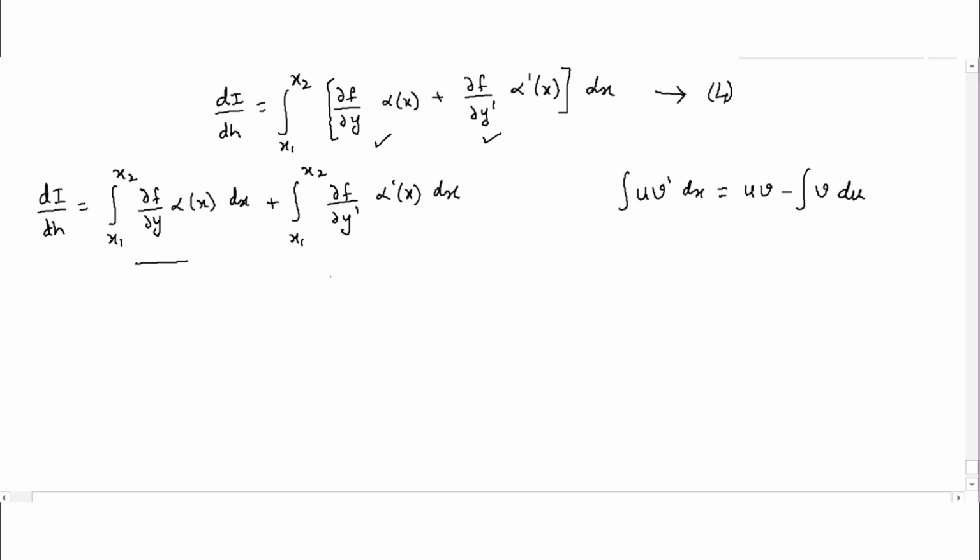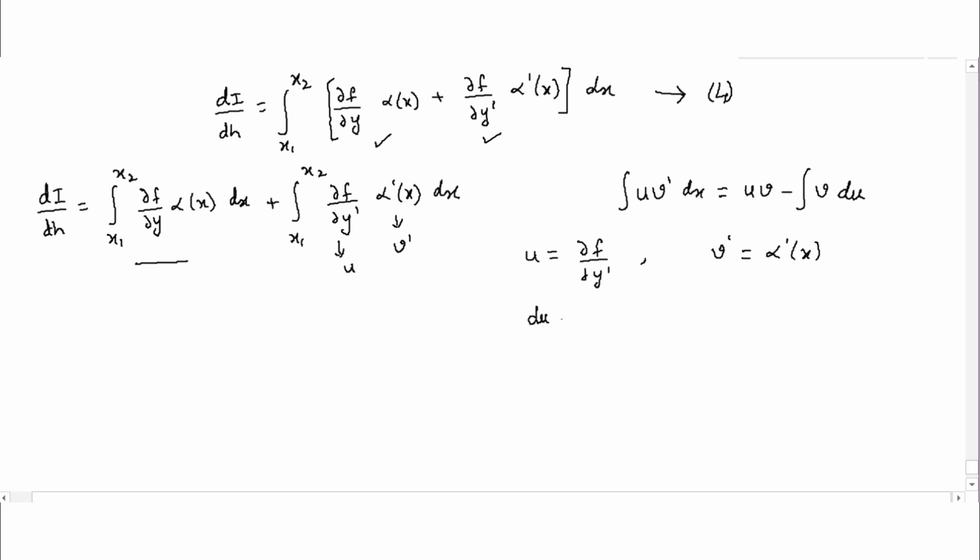So now if I try to rewrite this expression, I'll be taking the first expression as u value, and this value will be taken as v dash. Alright, so it is u into v dash. Suppose I am taking the value of u to be equals to dou f by dou y dash, and the value of v dash to be equals to alpha dash of x. So I need to differentiate the first expression. So let's differentiate to get du.